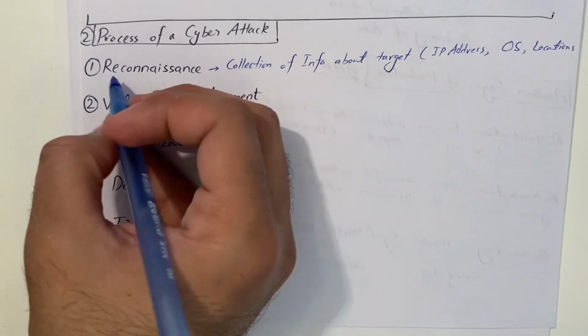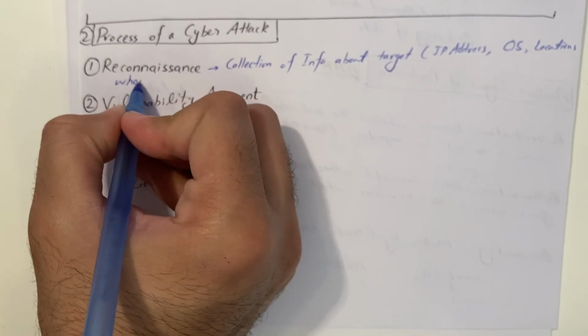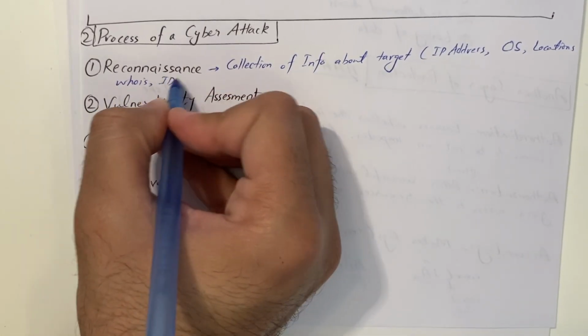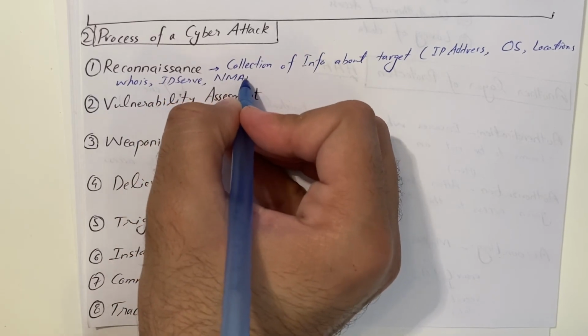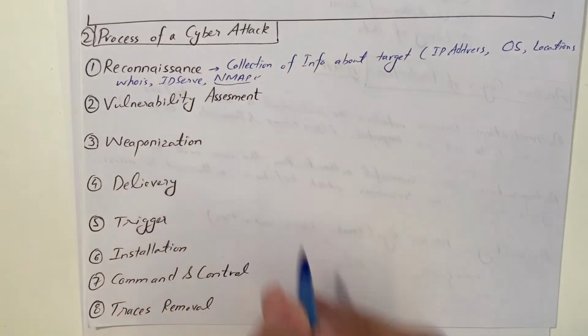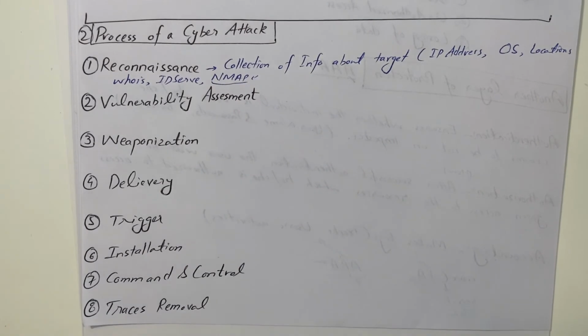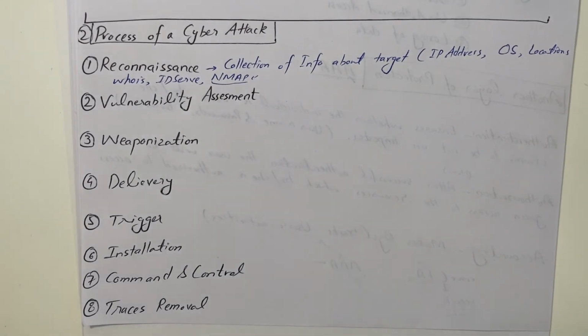In reconnaissance, we use many tools, for example WHOIS and ID Serve. We use Nmap, which is the tool that we will use in our class assignment as well. Nmap is used to find the operating system, find open ports, and detect firewalls. So collection of information about the target is the first step to launch a cyber attack.